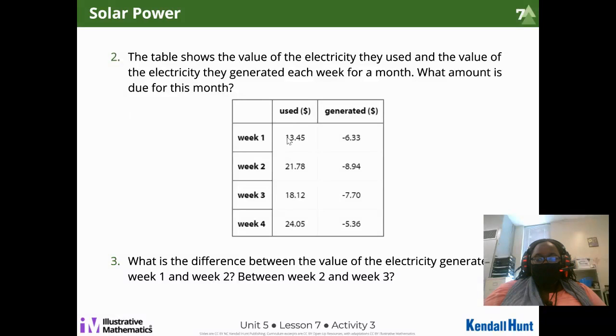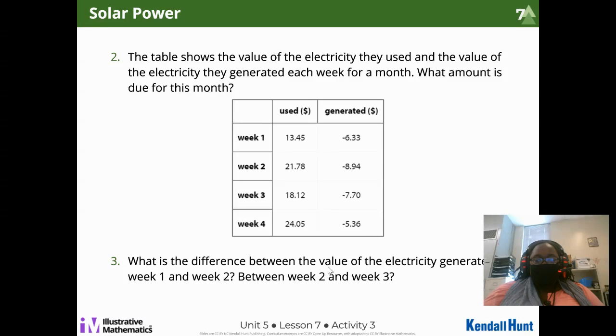So for example, we have 13.45. It's how much I used, but my solar panel generated negative 633. So what was the amount they actually had to pay? Then do the same thing for week 2, week 3, and week 4, or you can tally it going straight down vertically. You can add up how much they use, add up how much they generated, and then subtract the values here. That will tell you how much they owe in a month.